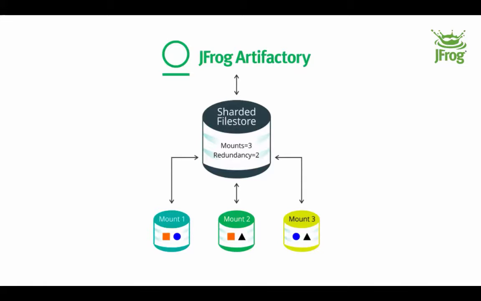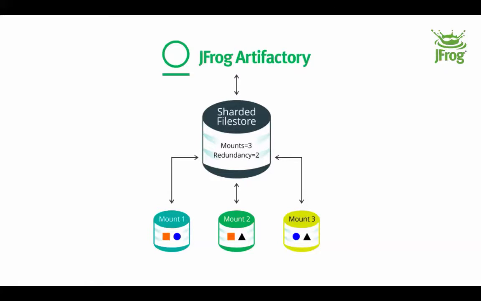So let's walk through the example that's on the screen. We have 3 different artifacts. We have a square object, a round object, and a triangle object. When the square object comes into Artifactory, Artifactory will randomly write that square object onto 2 different mount points. In our case, it got written onto mount 1 and mount 2.